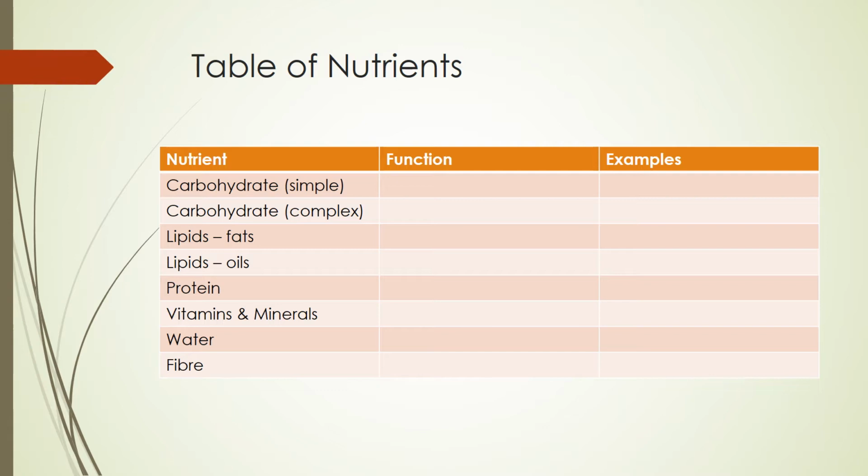Here we have a table of the 7 nutrients or food groups. So get yourself a pen and paper if you haven't already got one, and copy out this table. As soon as you've done that, press the spacebar to continue to the next slide.